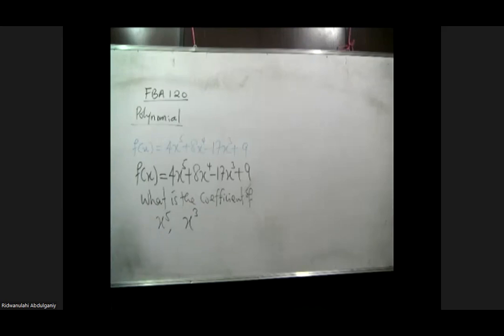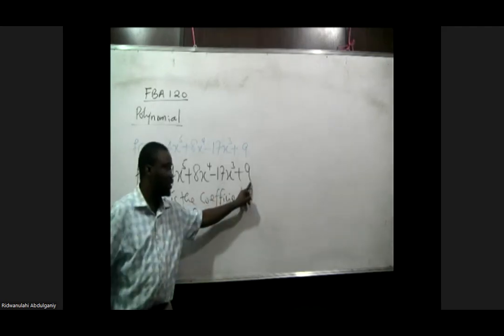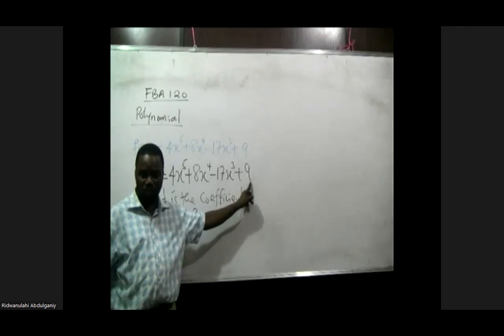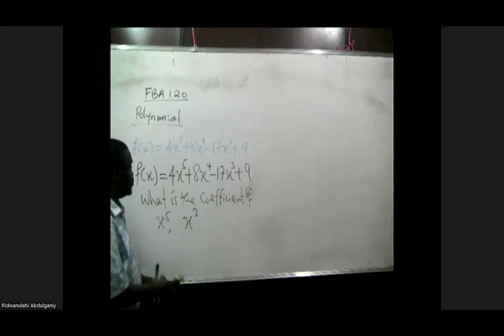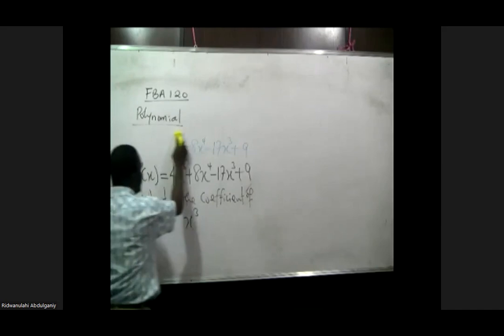And what is the constant term in this polynomial? The constant term is 9. Thank you very much for the understanding of the definition, the degree, the coefficient of polynomial. I am really impressed. So let's now go to addition.